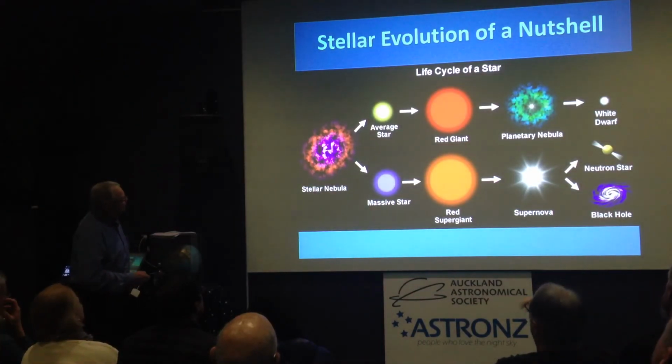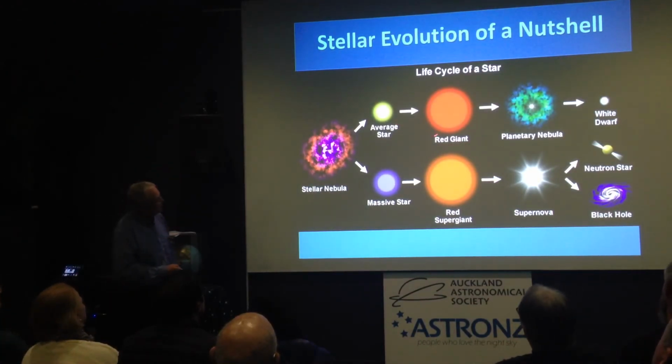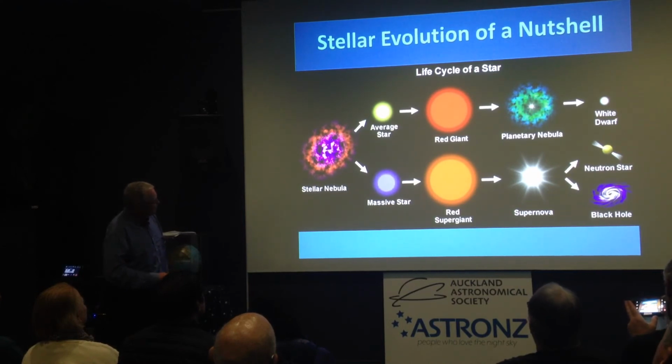So yeah, stellar evolution in a nutshell. Average star, red giant, falls into white dwarf and planetary nebula. Your big stars, red supergiant, like Betelgeuse, it goes supernova and becomes a neutron star or a black hole.